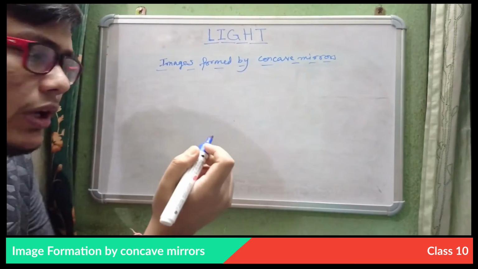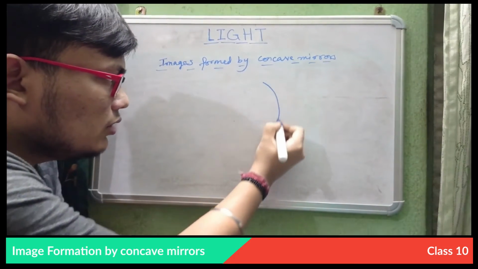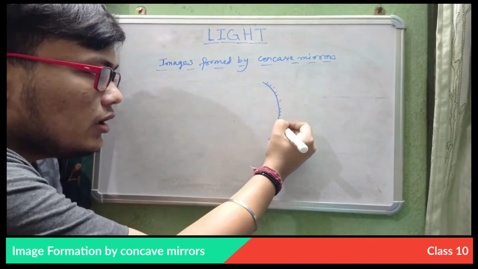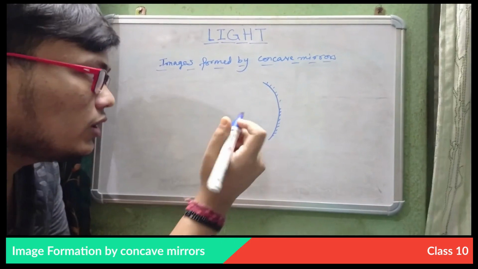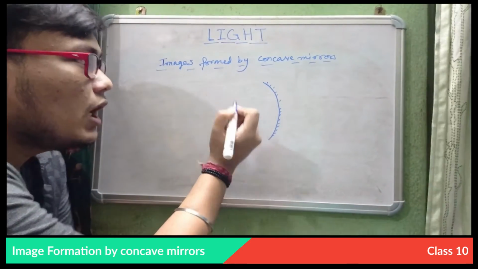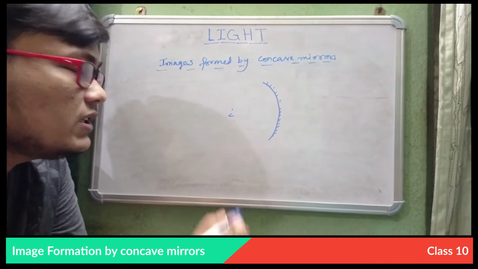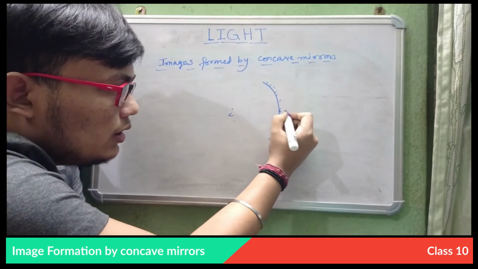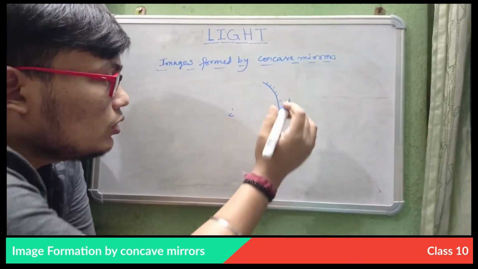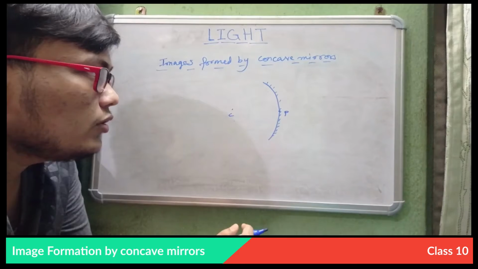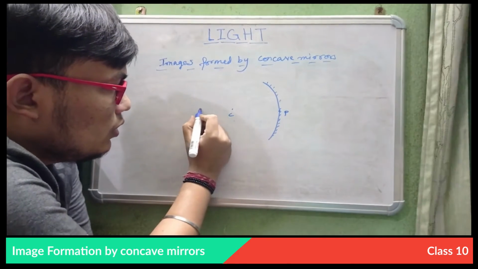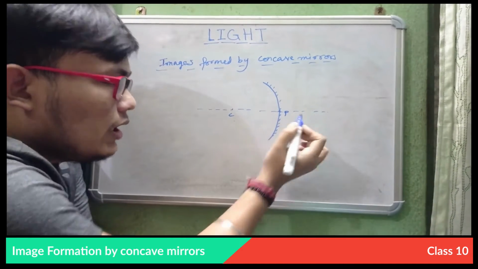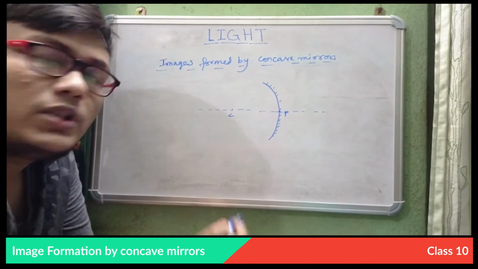So if I give a quick recap, in a concave mirror the reflecting side is bulging inwards, and the polished side is bulging outwards. C is the center of curvature, the center of the hollow sphere which contains this concave mirror. Point P is known as the pole, which is the midpoint of the aperture. The imaginary line which joins C and the pole is known as the principal axis.